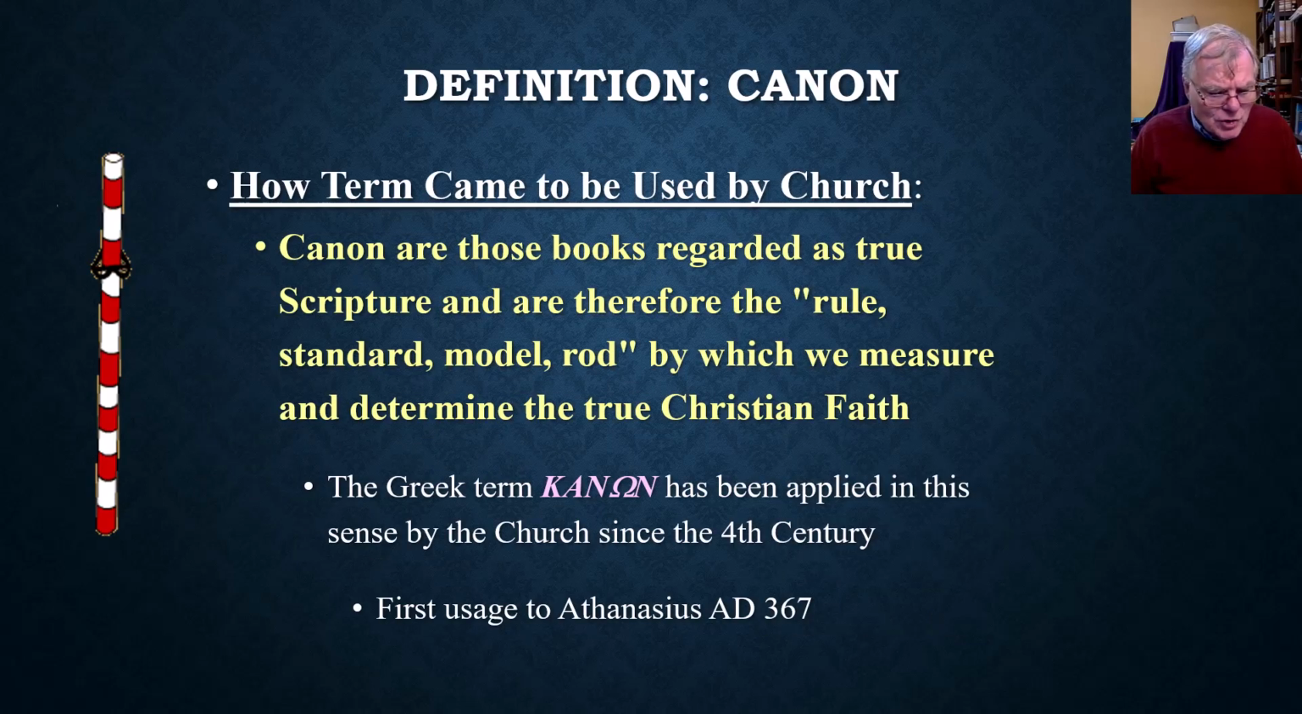But anyway, in the church, the term canon came to be used as something referring to those books regarded as true scripture and are therefore the rule or the standard or the model or the rod by which we can measure and determine the true Christian faith. The Greek word canon has been applied in this sense by the church since the 4th century. It was first used by Athanasius around 367.